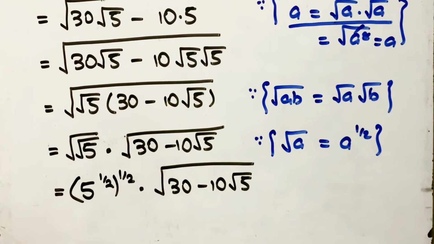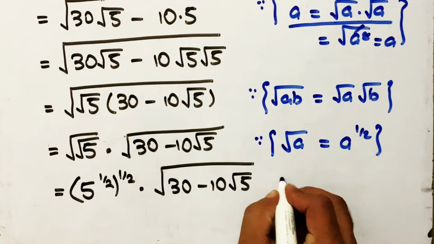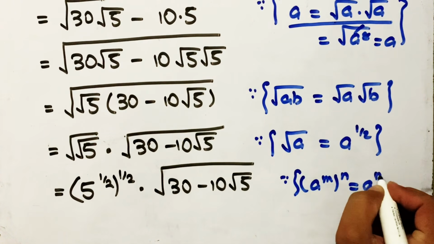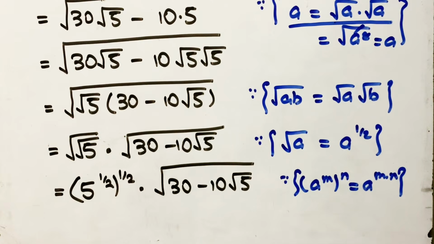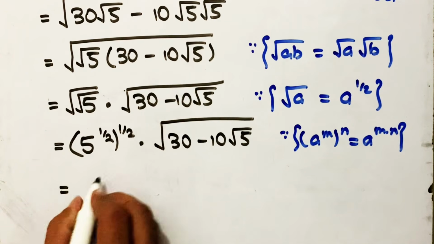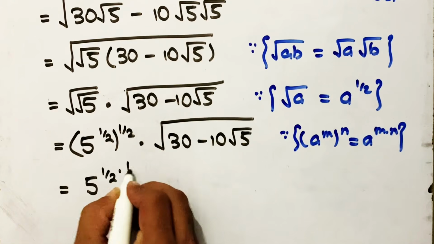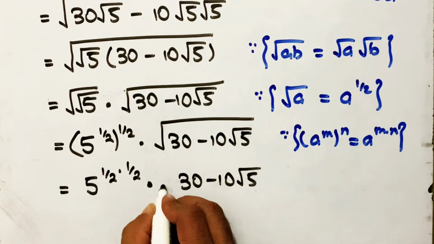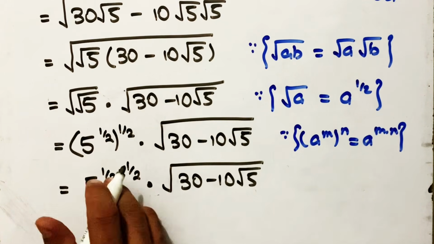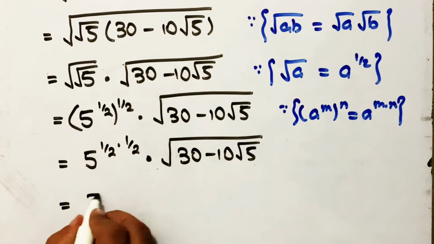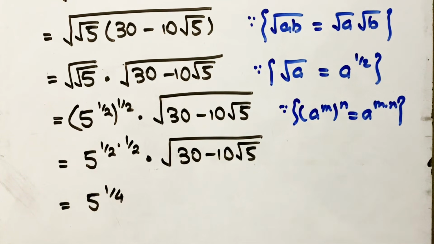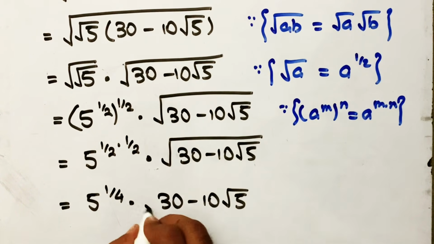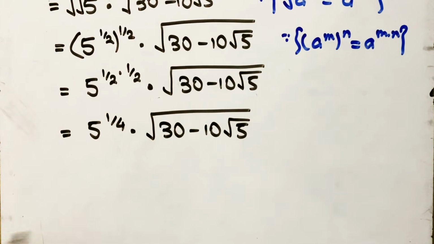Now I am using the power of a power rule: if a to the power of m is raised to n, the powers are multiplied. Our equation becomes 5 to the power of 1 by 2 into 1 by 2, times the square root of 30 minus 10 square root of 5, whole square root. 1 into 1 is 1, and 2 times 2 is 4, so we get 5 to the power of 1 by 4 times the square root of 30 minus 10 square root of 5.